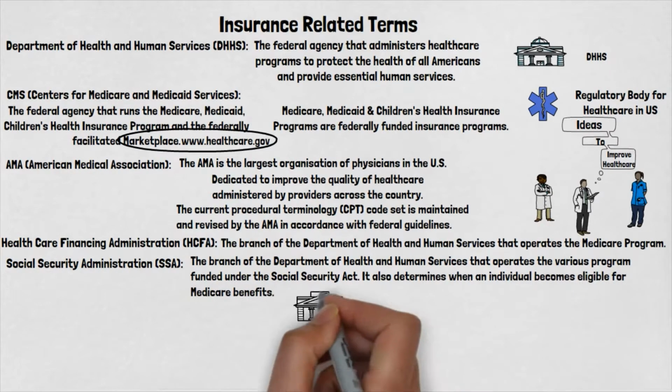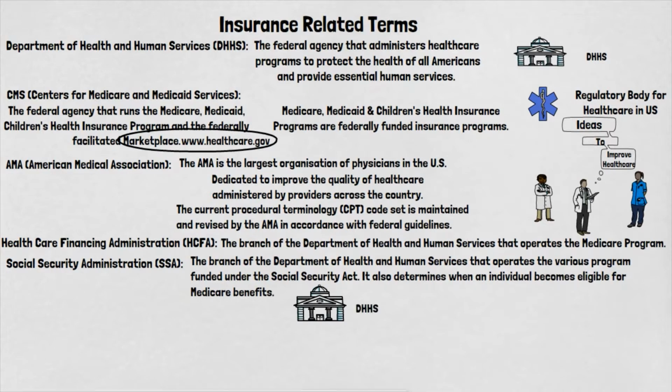As you can see from the figure, the Department of Health and Human Services is divided into different branches: CMS, HCFA, and SSA. Now, HCFA takes care of the Medicare program and SSA takes care of Medicaid program.